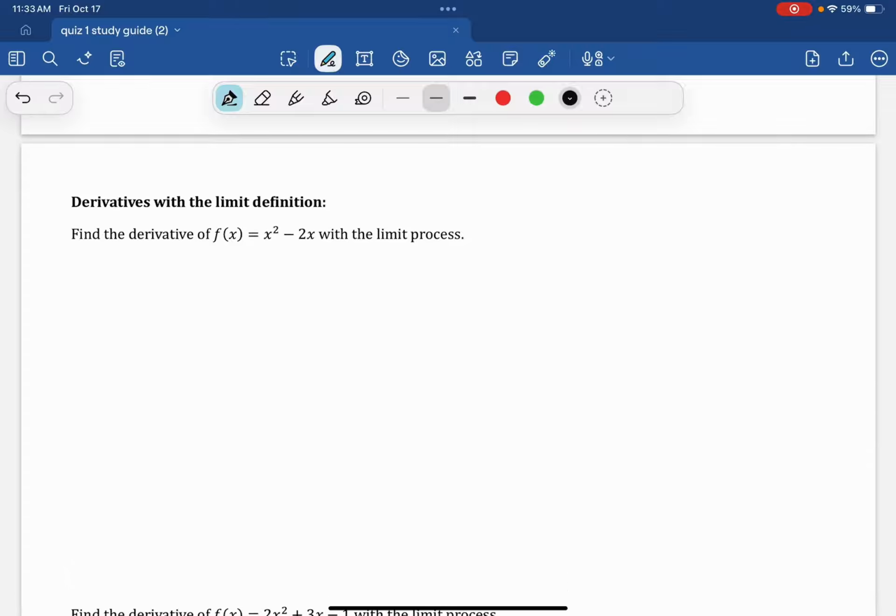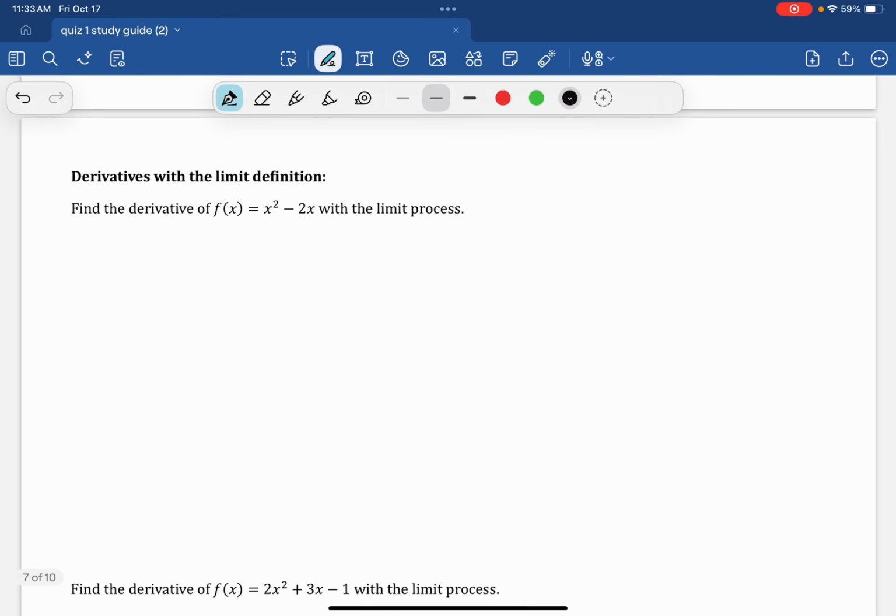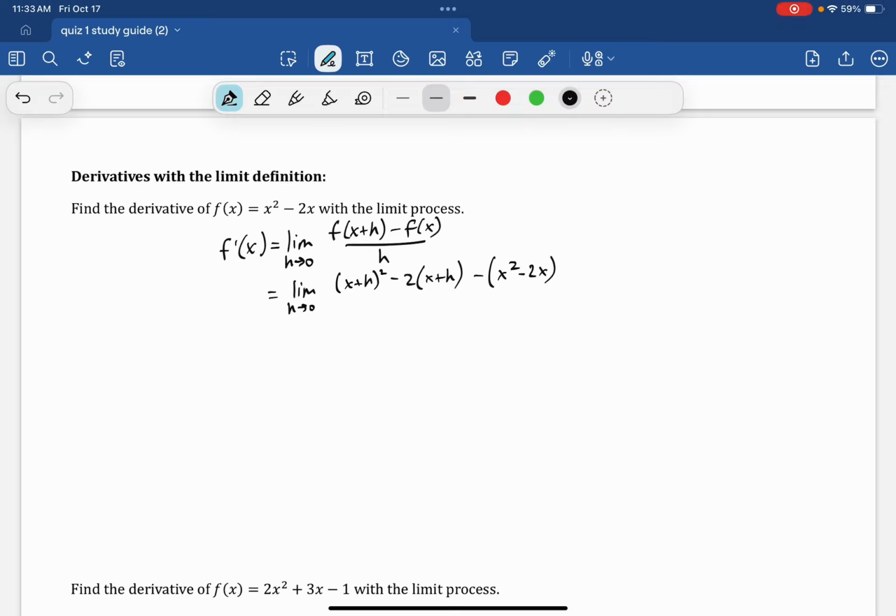Find the derivative of f of x equals x squared minus 2x with the limit process. So recall the definition of the limit that we had before. F prime of x equals the limit as h approaches 0 of f of x plus h minus f of x, all over h. So we're just going to plug in f of x, which is x squared minus 2x. So that's the limit as h approaches 0 of (x plus h) squared minus 2 times (x plus h) minus (x squared minus 2x). Don't forget the parentheses.